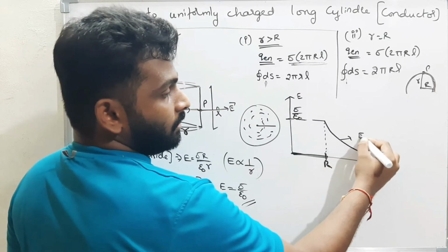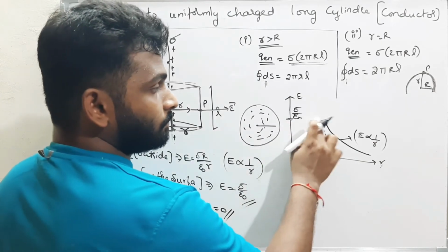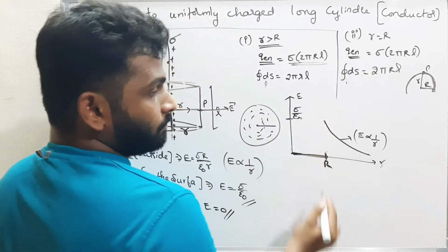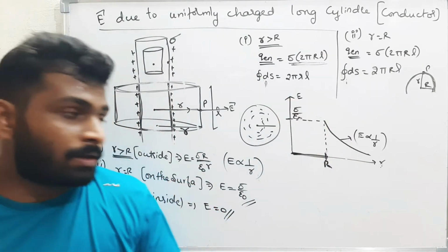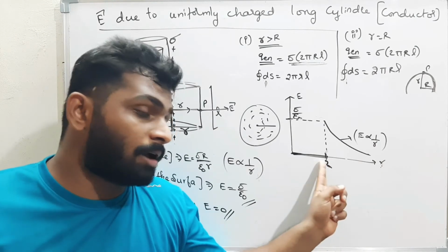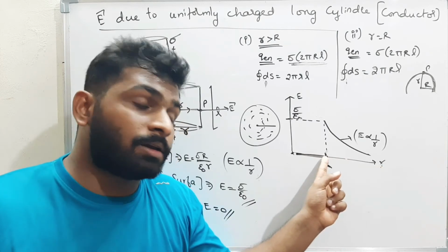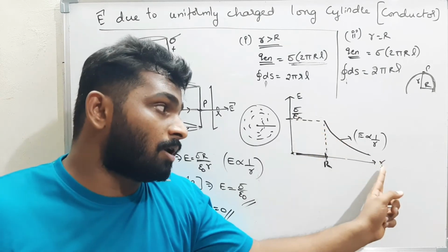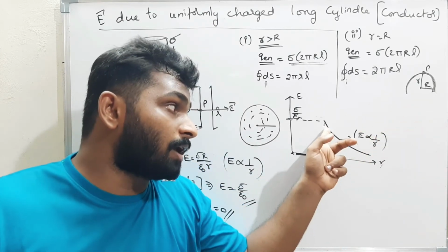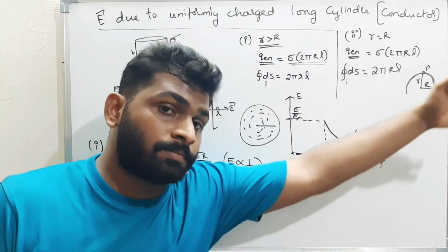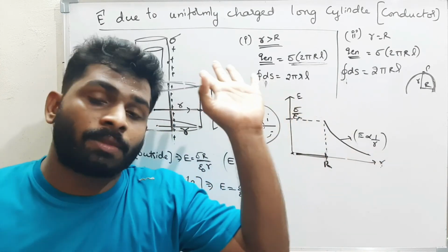Here, the electric field is inversely proportional to r. This is the graph. The graph will be like this, and the graph is clear. When r is less than capital R, the electric field is 0 because the charge enclosed is 0. When small r is equal to capital R, the electric field we got is sigma by epsilon naught. When small r is greater than capital R, that means the point is outside, then the electric field gradually decreases as the point moves far. Therefore, it is a rectangular hyperbola. I think this is clear.